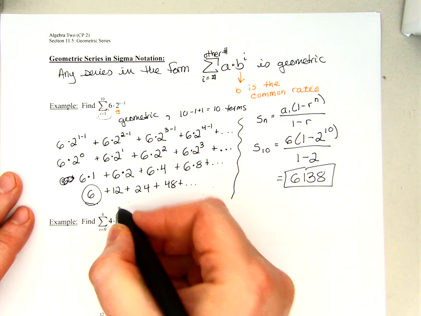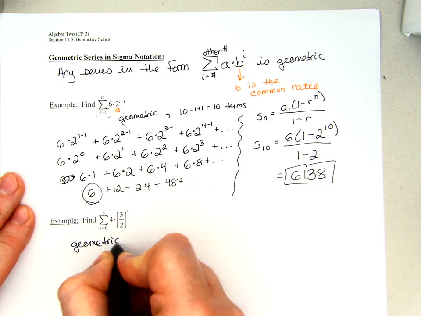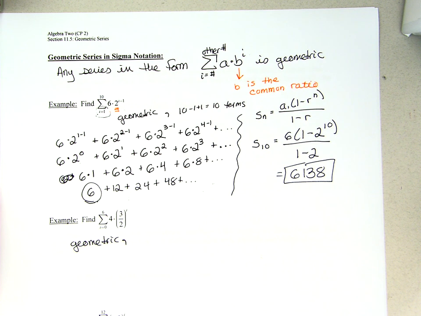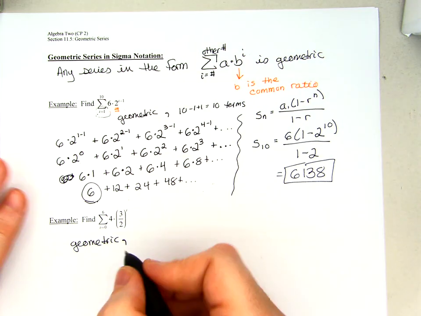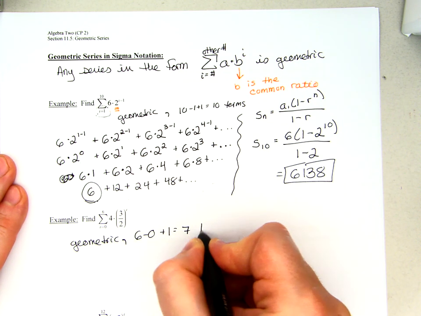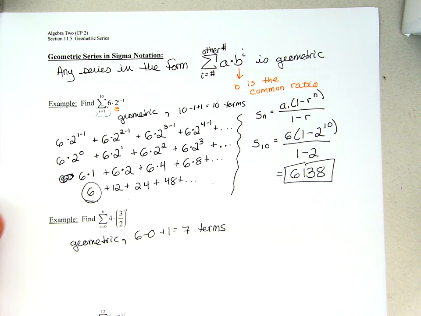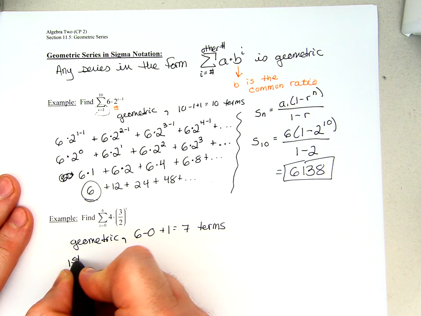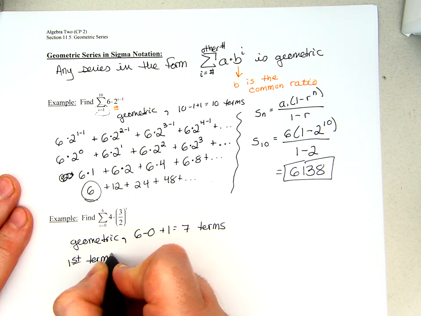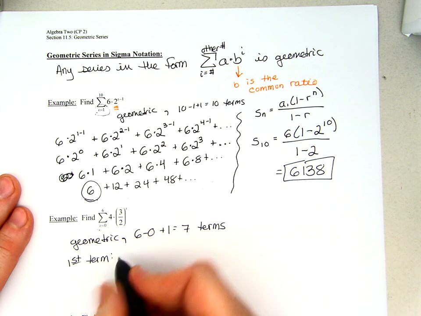Next problem. This is geometric because my variable is in the power. How many terms are there? There should be 6 minus 0 plus 1. There should be 7 terms in this series. Okay, to find the first term, we need to plug in our lower limit, our 0 for i.